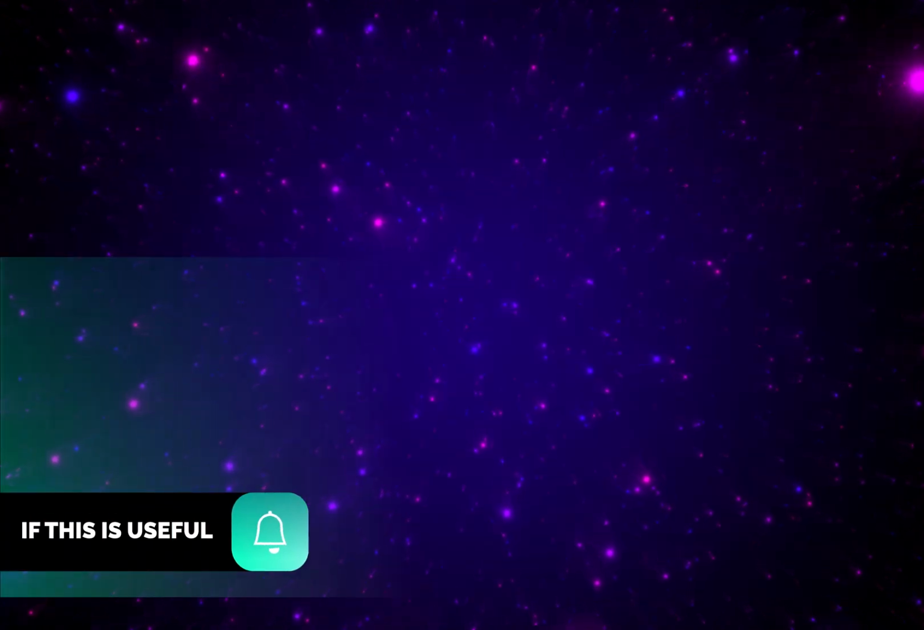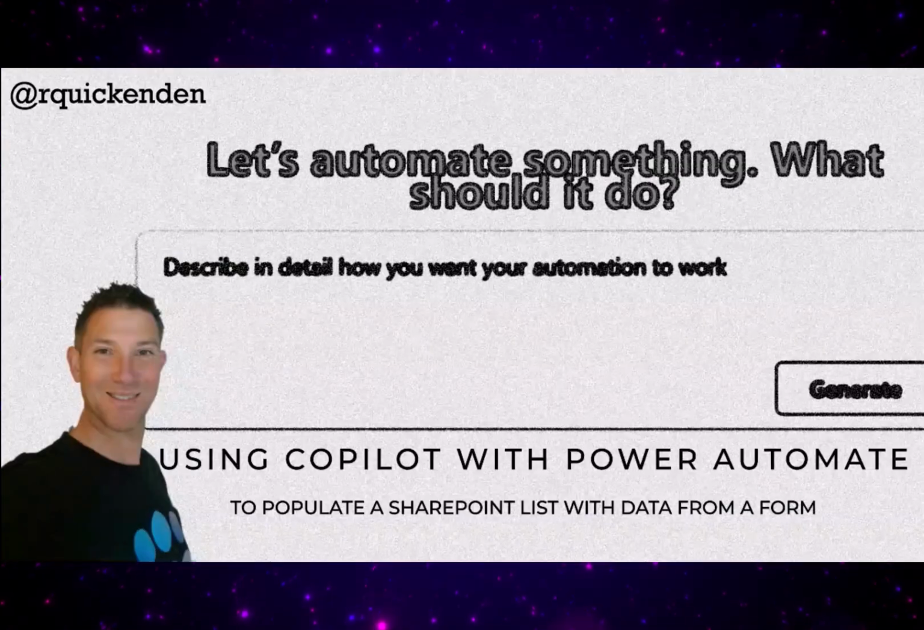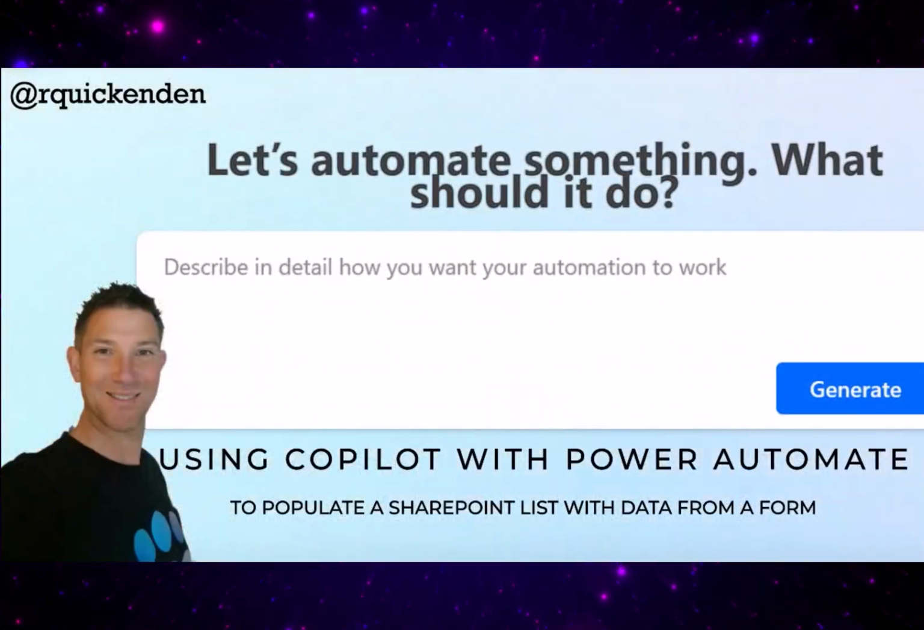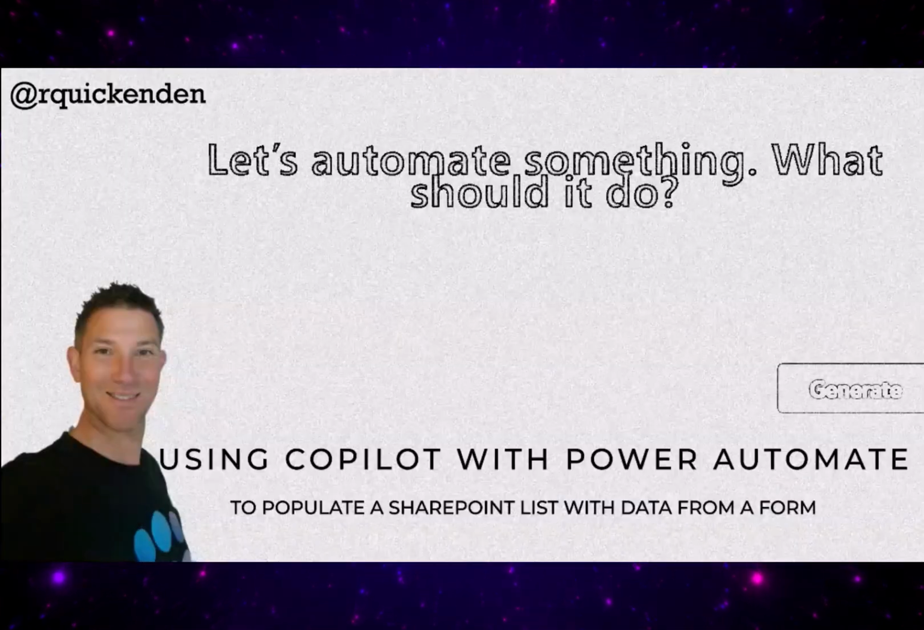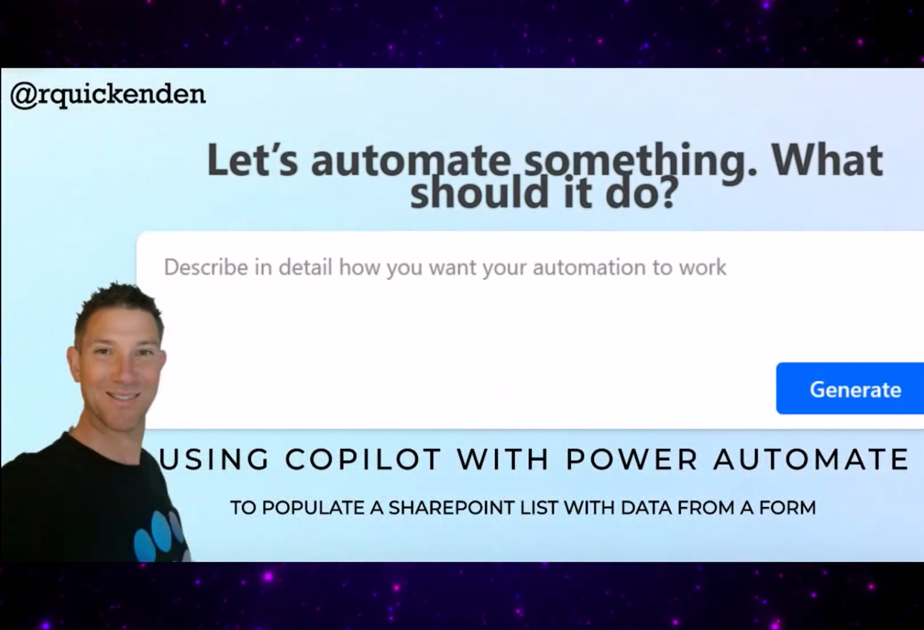We've just created an automated flow to take information from a form and send the details to a SharePoint list. We didn't have to write any code. We did that using Copilot within Power Automate and then simply filled in the steps. Nice and simple.